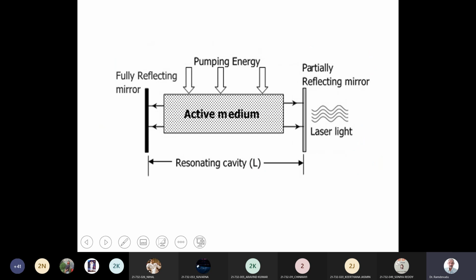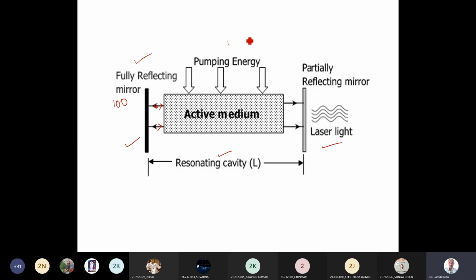Now you see, this is the active medium kept between two mirrors, and the photons are going and coming back, and that space we call the resonating cavity. This distance is L, and this is a fully reflecting mirror, 100%. Whenever light falls, it gets reflected back, that's all. But this one is partially reflecting, so the light will leak out after some time.